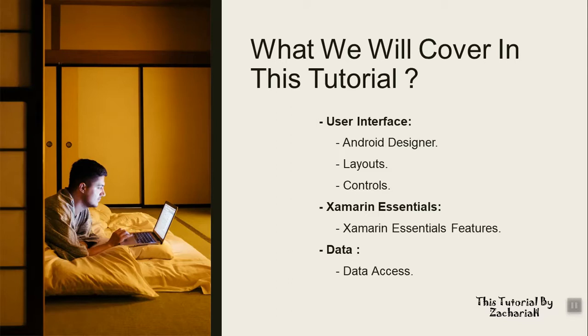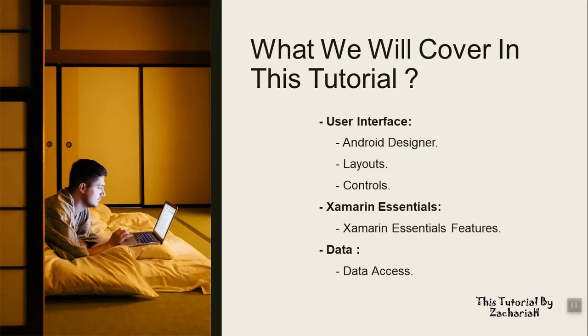What we will cover in this tutorial. First, user interface. We will talk about the complete set of user interface. In UI, or user interface, we will talk about first the Android designer, and second layouts like relative layout. Third and finally, controls. In controls, we will talk about things like action bar, buttons, spinners, and everything in controls.